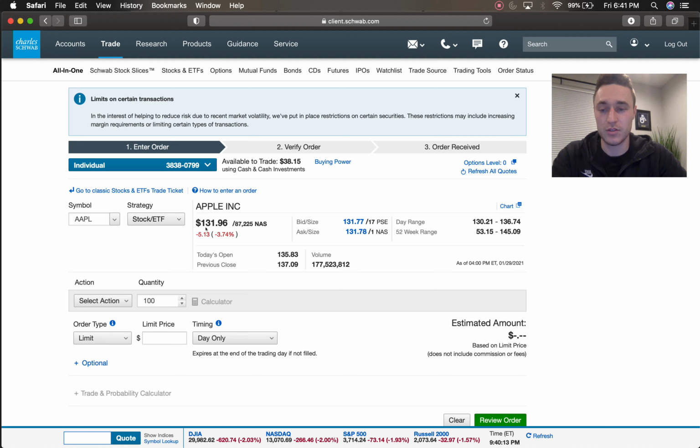Now, Apple's price is at $131.96. When the market is live, guys, what I'm showing you right now, the market's already closed, so the numbers aren't gonna be moving. They're just gonna be stuck right here. The bid and the ask is located right here. Today it ranged from $130.21 to $136.74, and over the last year, it's ranged from $53 to $145. So that's how you read all of this. It opened at $135 and it closed at $137. There were over 177 million trades today. That's the volume.